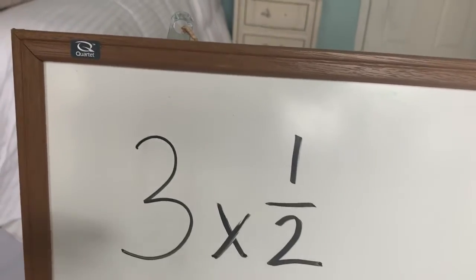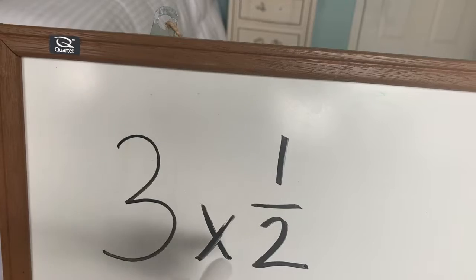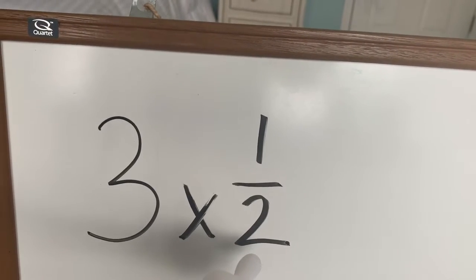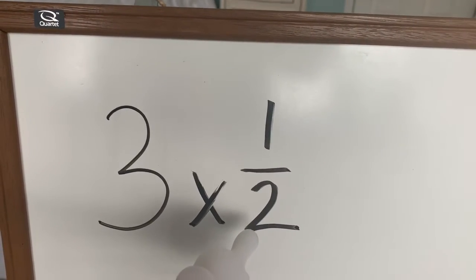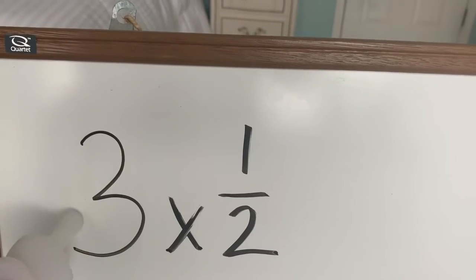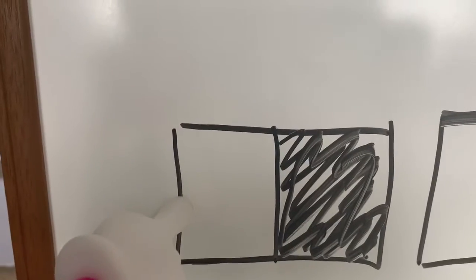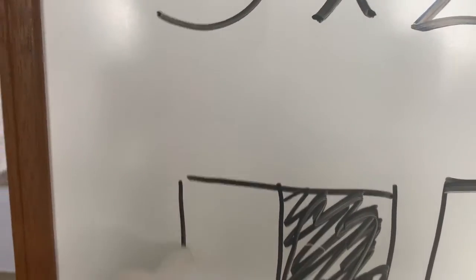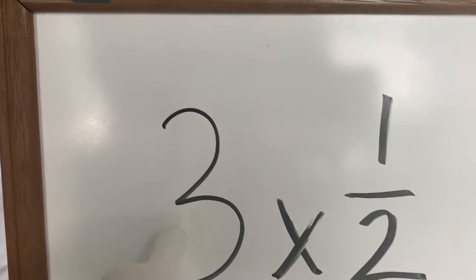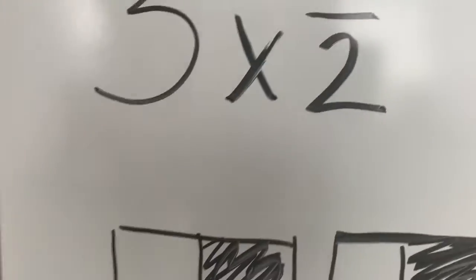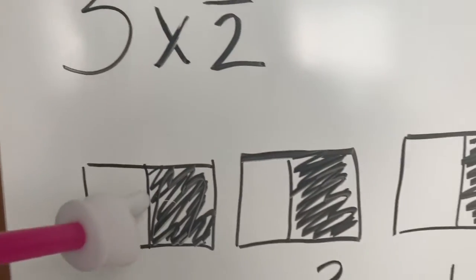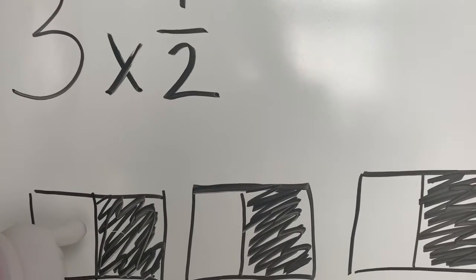Okay. So we're starting with 3 times 1/2. And we talked about this before. What does this mean? Well, it really means 1/2 3 times. So let's draw a model of it. So here we have 1/2, right? We have 1/2 shaded. But up here it says 3 times 1/2. So we know we're going to need 3 1/2s, right?